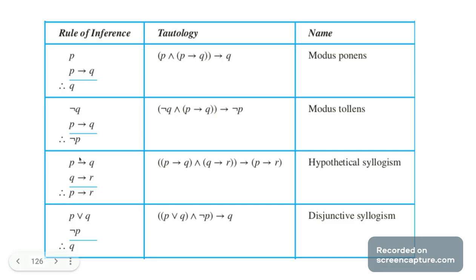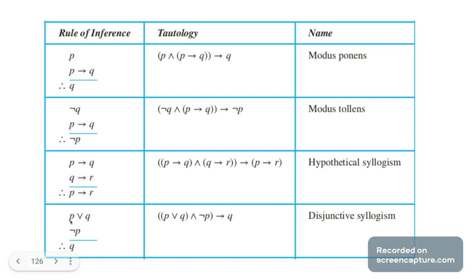Then we have hypothetical syllogism, where if P implies Q is true and Q implies R is true, then P implies R is true. This is hypothetical syllogism. Now if we have P or Q is true and not P is true, this implies that Q is true.